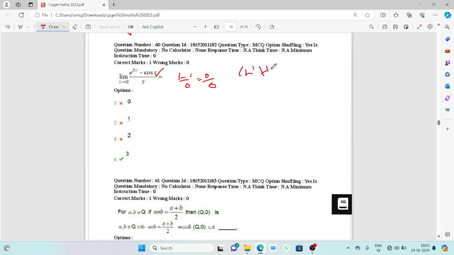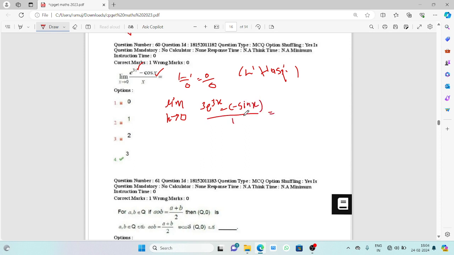So what is L'Hospital's rule? We have to use L'Hospital's rule here. L'Hospital's rule is, we have to differentiate the numerator and denominator once. So if I differentiate the numerator and denominator once, I have limit x tends to 0, and if I differentiate e power 3x, I get 3 into e power 3x, because the differentiation of e power 3x is 3 into e power 3x, and the differentiation of cos x is minus sin x. So we will get minus sin x, and in the denominator the differentiation of x is 1.